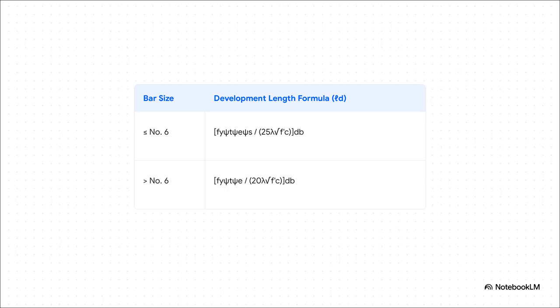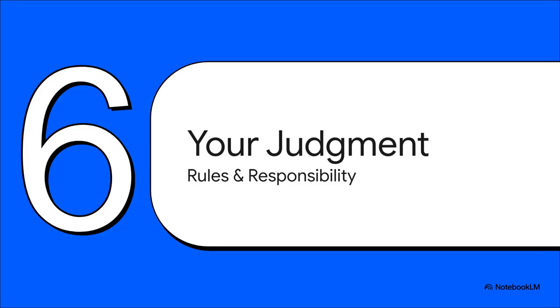Now, you don't need to memorize this, but look at what goes into it. It depends on the steel strength, the concrete strength, the size of the bar, even whether the bar is coated. It's a precise calculation that ensures every bar is properly anchored to do its job. Which brings us to our final and maybe our most important point of all. We've walked through the rules, the processes, the equations, but the code itself is only one half of the story.